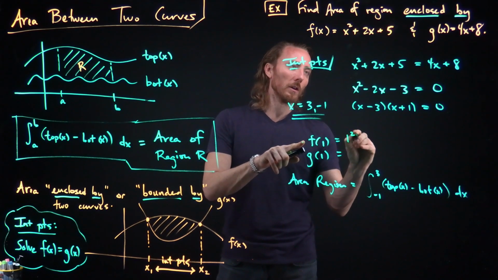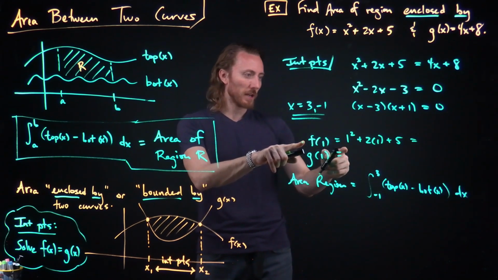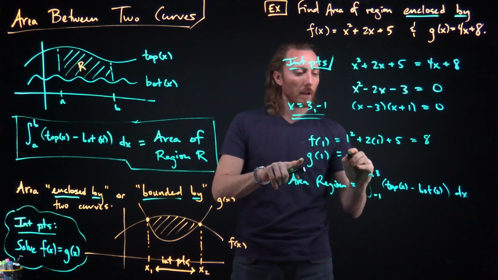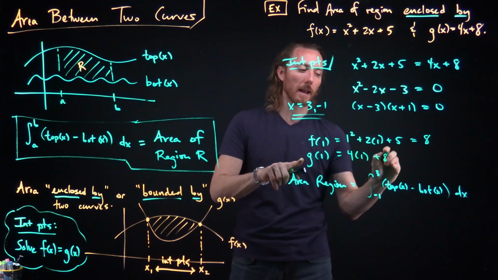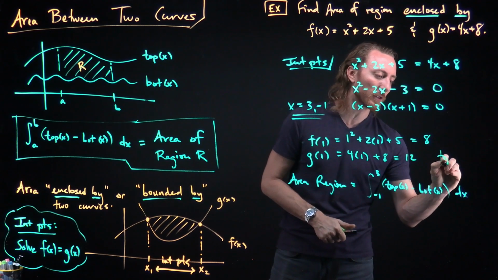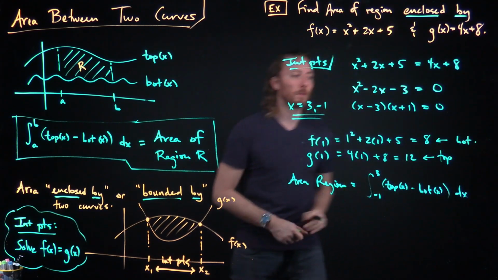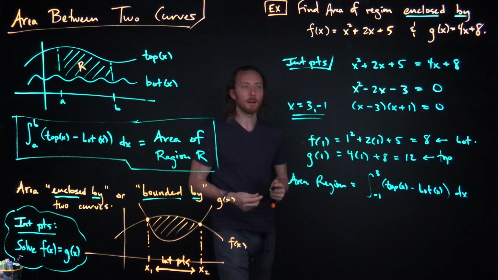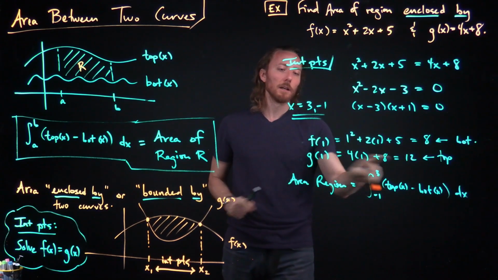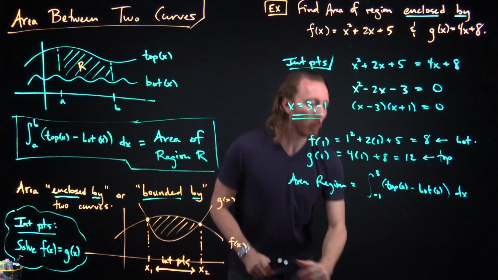Here we are. So 1 squared plus 2 times 1 plus 5. The function f evaluates to 1 plus 2 plus 5. That makes 8. And what about g of 1? That's going to be 4 times 1 plus 8. And hey, I can see that's more than 8 straight away. So we know we've got our top function in the form of g and our bottom function in the form of f by virtue of the function f having a graphical point at (1, 8), whereas the function g had a graphical point at (1, 12). Of course, (1, 12) is higher than the point (1, 8).